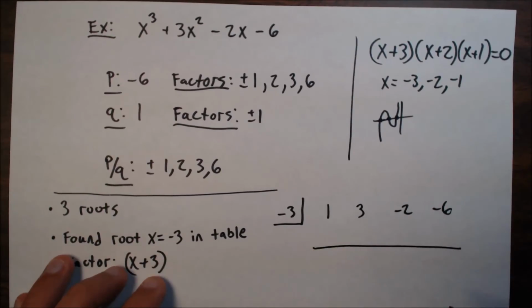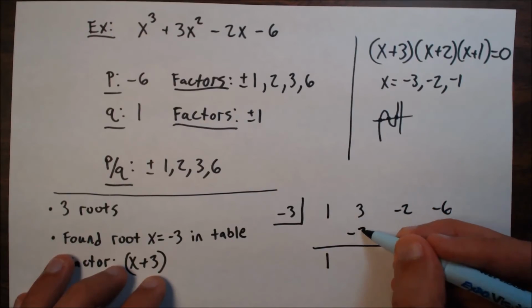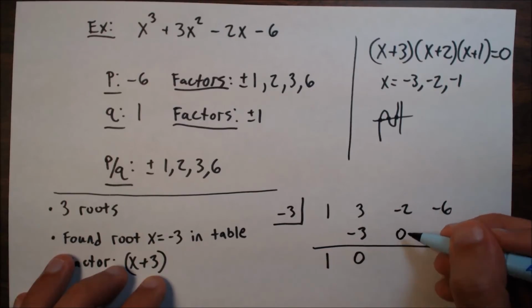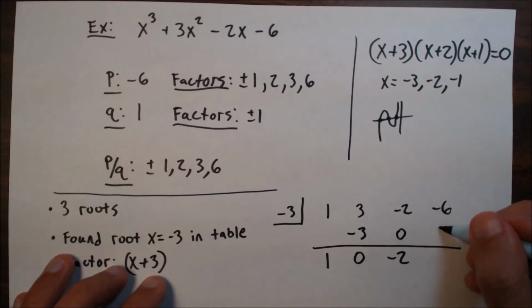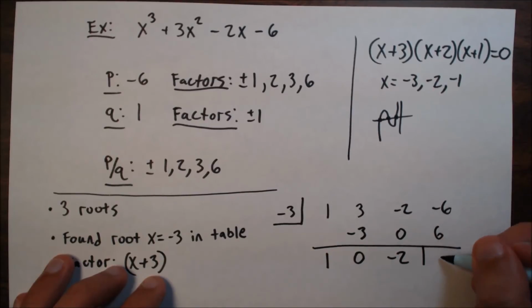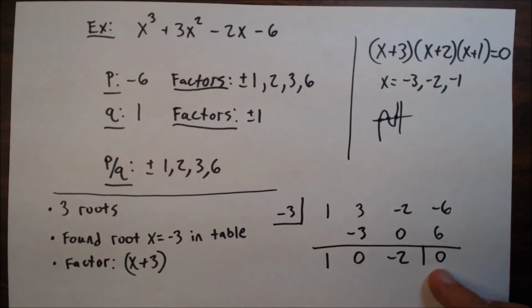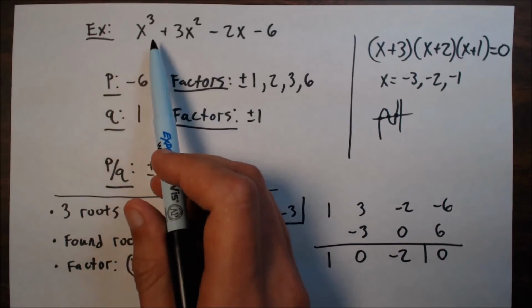Draw your line. Bring down the 1. 1 times negative 3 is negative 3. That makes 0. 0 times negative 3 is 0. Those add up to make negative 2. Negative 2 times negative 3 is 6. And those combine to make 0. So we had a remainder of 0. Or remember another way of thinking about this, as if it was synthetic substitution. By plugging a negative 3 in here, what we get at the end is what we should get if you were to plug this into that polynomial.